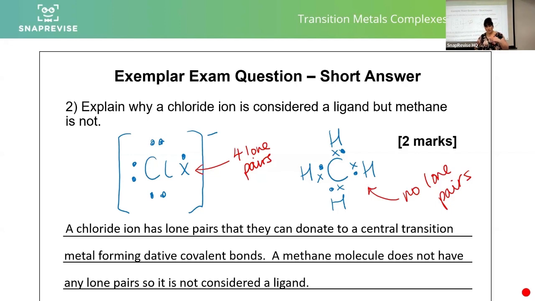Or we could just write a chloride ion has lone pairs that they can donate to a central transition metal, forming dative covalent bonds. A methane molecule does not have any lone pairs, so it is not considered a ligand. Lovely, 2 marks.